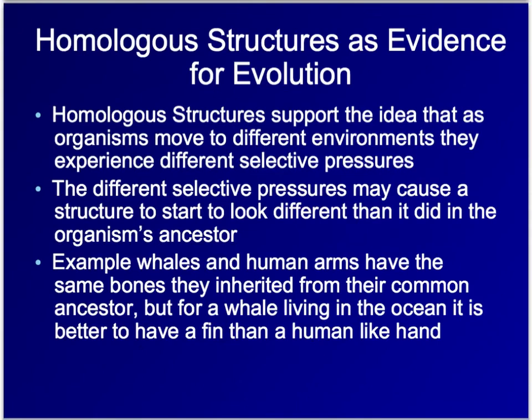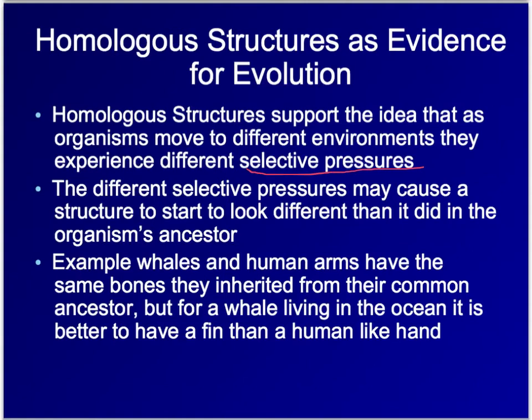Scientists think homologous structures give a lot of evidence for evolution. Homologous structures seem to support the idea that as organisms move to different environments, they experience different selective pressure. Think back to our study of evolution. What is a selective pressure? It's what causes organisms to evolve or change. It's what makes certain traits good.